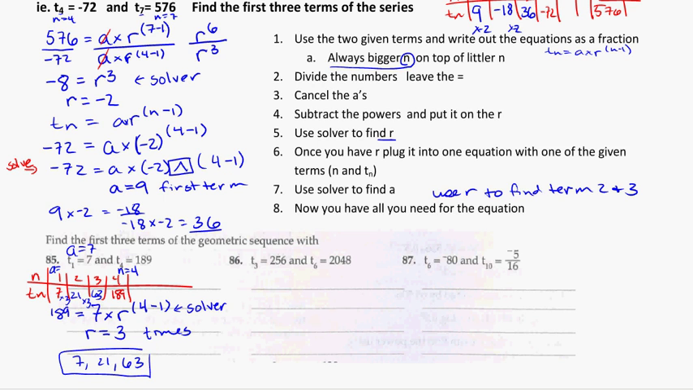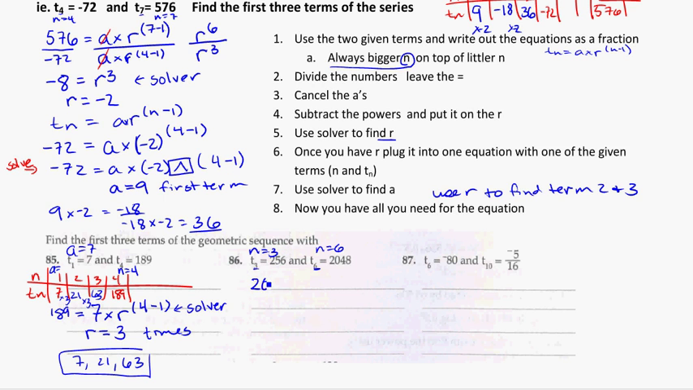I will go on and do one more example here, dragging the video out a bit, but feel free to stop it if you've had enough. Okay, so starting with what I know, term 3 and term 6, I'm going to write a fraction with the bigger term, i.e. n is 6 versus n is 3. So n equals 6 for that one, n equals 3 for this one.